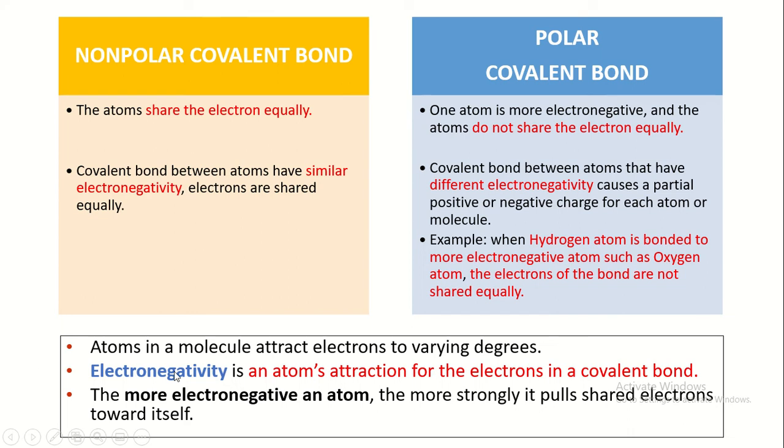electronegativity. So what does it actually mean by electronegativity? Electronegativity is an atom's attraction for the electron in a covalent bond only. Meaning to say, the more electronegative an atom is, the more strongly it will pull the shared electron toward itself.